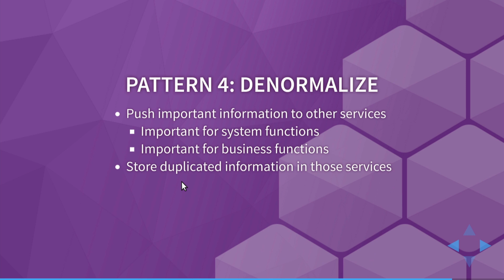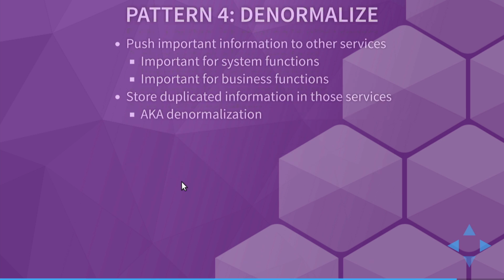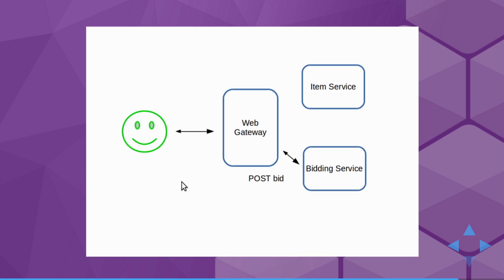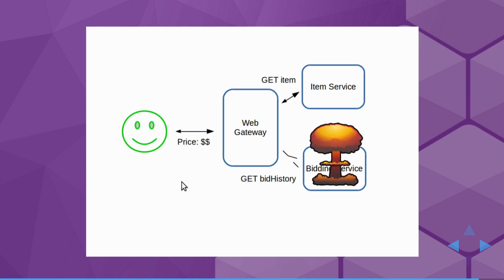So the current price is known by the bidding service. We don't need to store it in a second place, but we do for the purposes of resilience. And this is also known as denormalization. In a normalized system, all your data should only appear once, but we're duplicating it so it appears twice. So in this case, when a user posts a bid, a message will be sent to the item service to say the price has been updated. And then when the bidding service goes down and the user goes to view the bids, and they do get item, get bid history, they'll see a price there still.